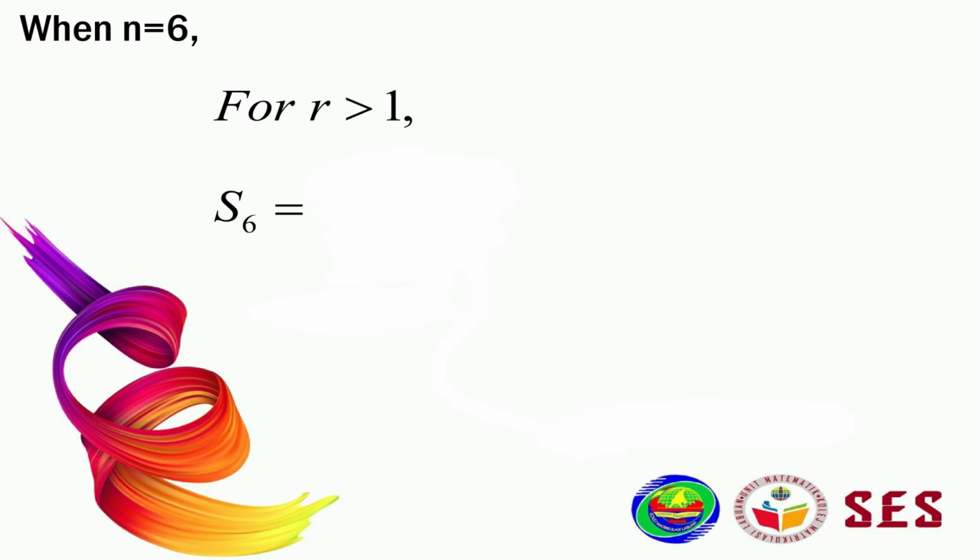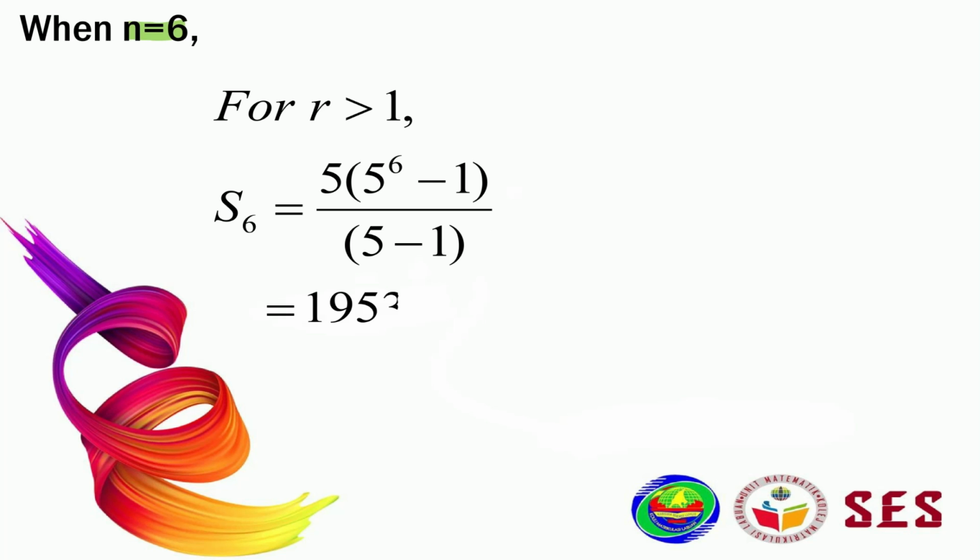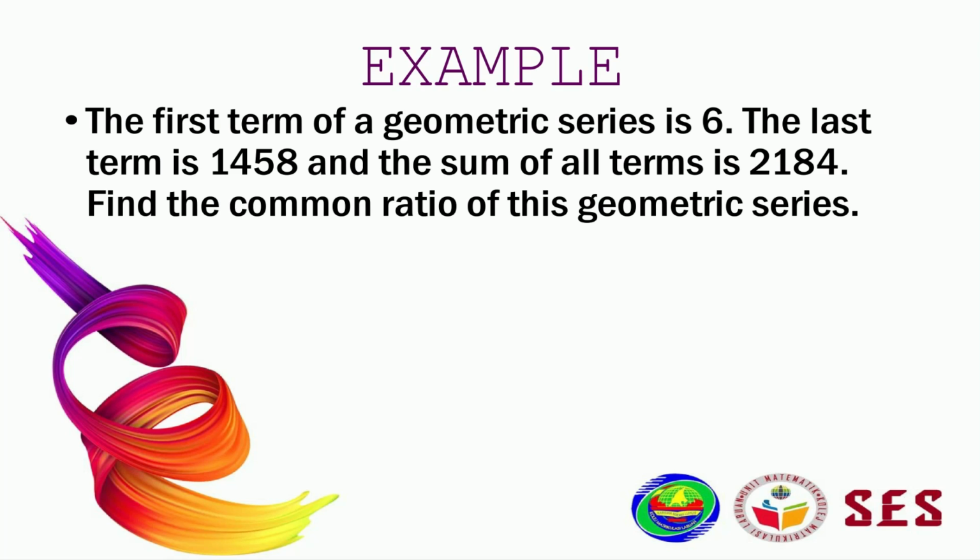When n is equal to 6, because the common ratio is greater than 1, we can use the formula a multiplied by r to the power of n minus 1 over r minus 1. As you can see here, we already calculated the value of S6. So our total sum of the first 6 terms is 19530.